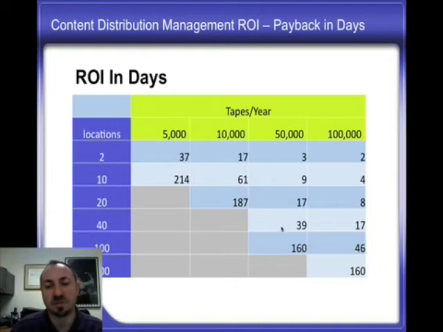And even in some of the worst case scenarios, where you've got fewer tapes in lots of locations, you're talking about 160 days, so less than a 6-month payback period. So as low as 2 days, again, an ideal world, 37 days for a small amount of tapes between 2 locations, to less than half a year. So think about that.